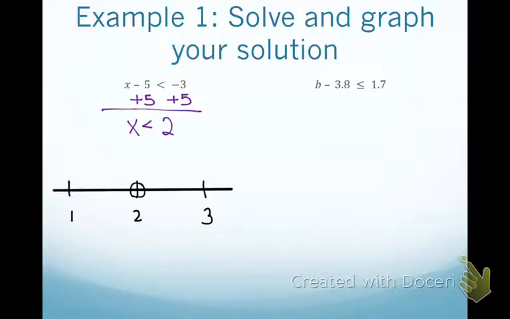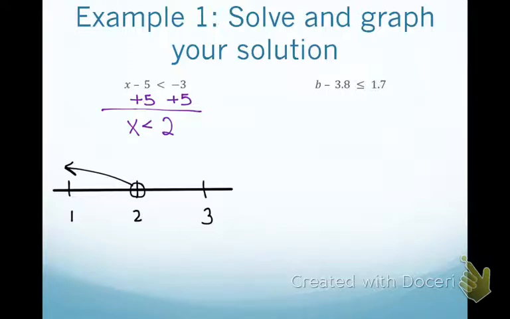All right, and because it is less than, okay, so here's where reading the variable first is important. This is saying that all numbers, that's what the variable means, all numbers less than 2 are solutions. So less than would mean the arrow goes left, and I've graphed my solution. All right, now let's come over here to the next one.